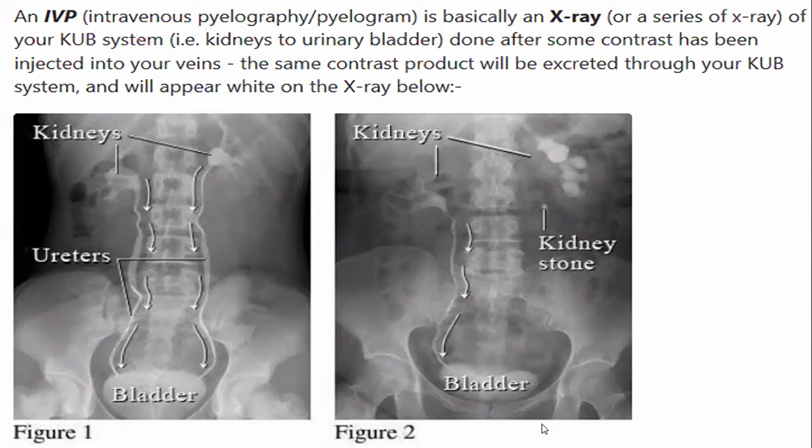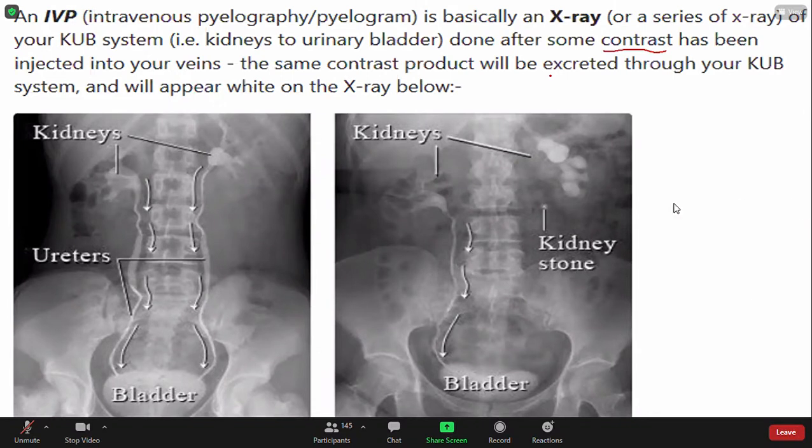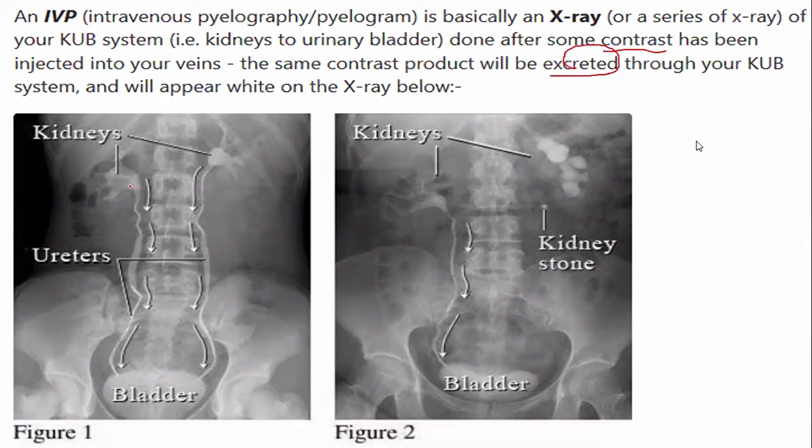So an IVP, an intravenous pyelogram, is basically an X-ray or a series of X-rays of your kidney, ureter, and bladder system, done after some contrast material. It is a dye that has been injected into your veins. The same contrast product will be excreted through your KUB system and will appear on the X-ray. When you place a dye, a contrast material, you are able to color this white.